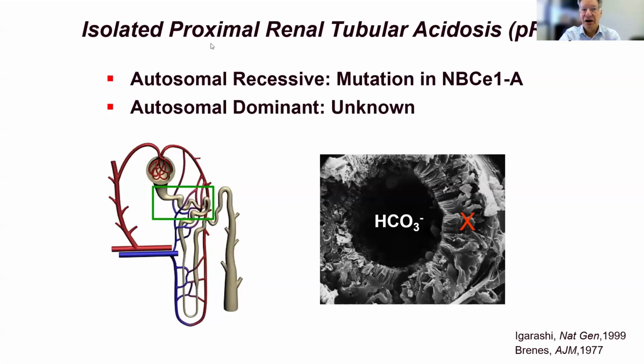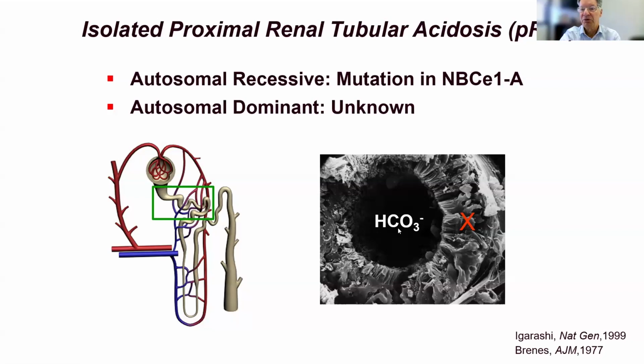So I'll talk about now isolated proximal RTA. And if you see that, and it's genetic, it's autosomal recessive, and it's now known to be due to mutations in NBCe1A, the sodium bicarbonate cotransporter. There have been autosomal dominant cases by family described, or thought to be autosomal dominant, but no one has still worked that up to know what the transporter is. And it's not clear that that's a separate entity. It's just really unknown.